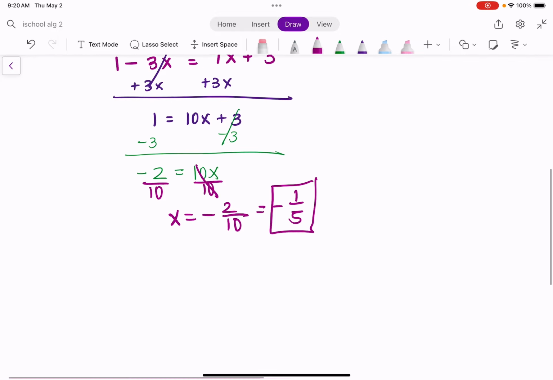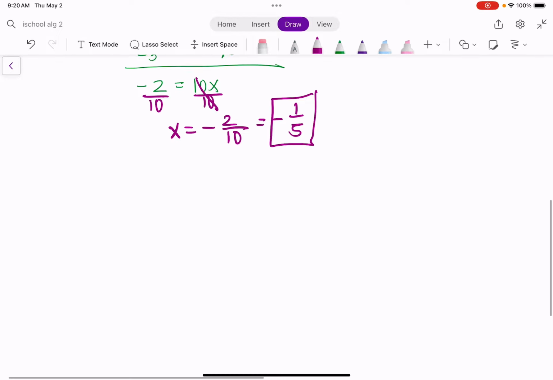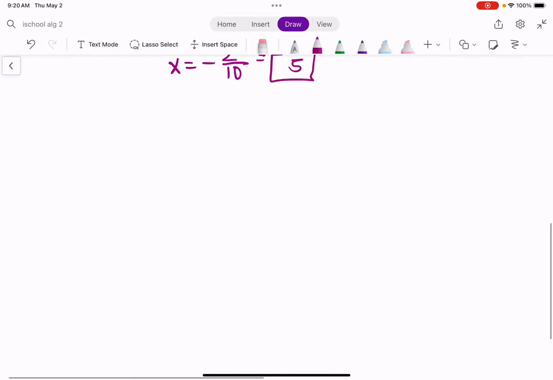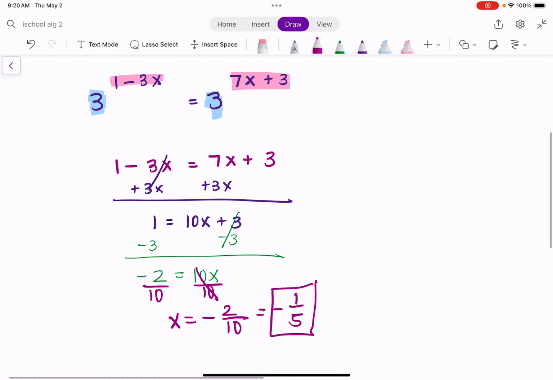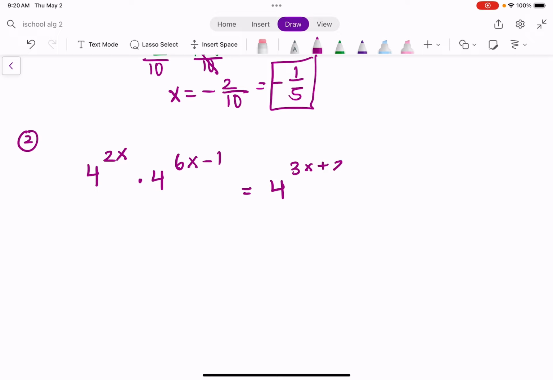Okay? Sometimes you have to use exponent rules before you can go to solving. So remember, for this question, we just set the exponents equal to each other. Let's say I have a question like this. So this is question number 2. 4 to the 2x times 4 to the 6x minus 1 equals 4 to the 3x plus 2.